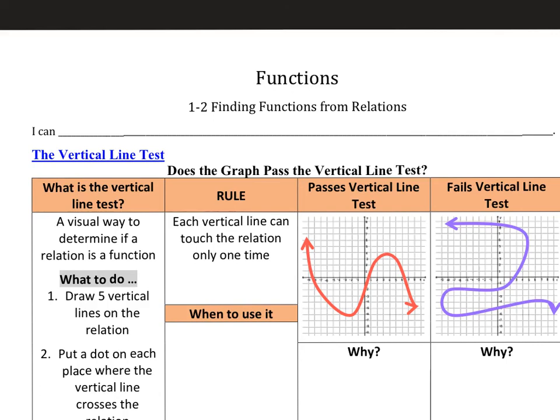Everybody. So today we are doing 1-2, finding functions from relations. So I can determine functions from relations.